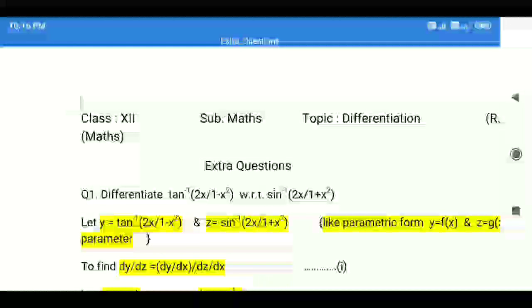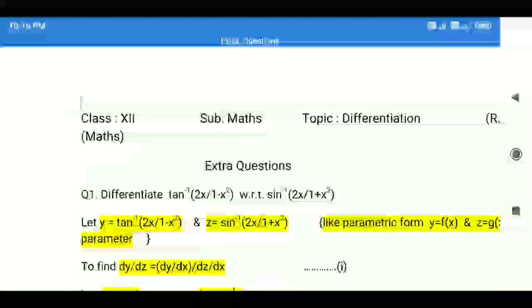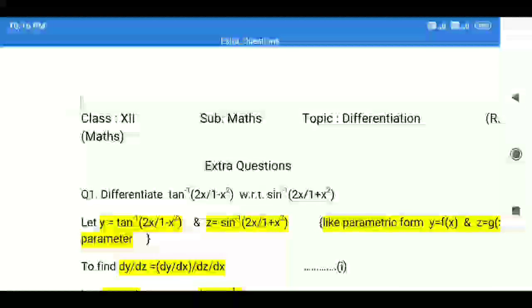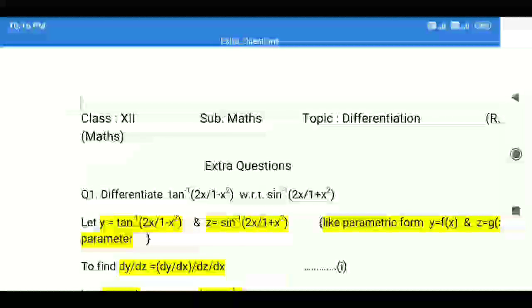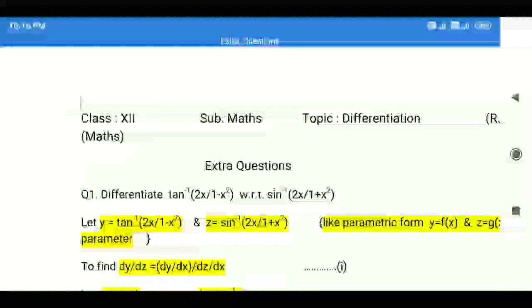I am taking some questions. Question number 1: differentiate tan inverse 2x upon 1 minus x square with respect to sin inverse 2x upon 1 plus x square. Let us consider y is equal to tan inverse 2x upon 1 minus x square, and another function, consider it z. z is equal to sin inverse 2x upon 1 plus x square.